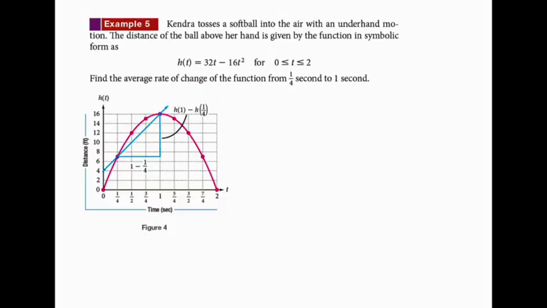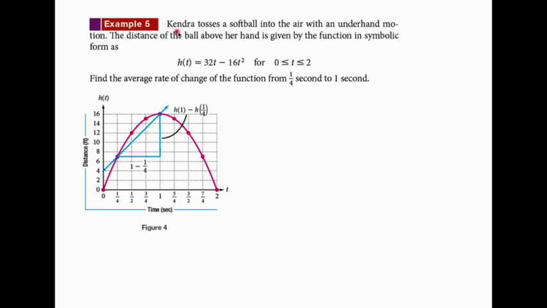In example 5, we're going to work on another application. Rather than using y's in our formula for slope, we're going to use function notation. And then also we're going to work with a restricted domain because in the context of this question, it doesn't make sense to go outside the interval of 0 to 2.